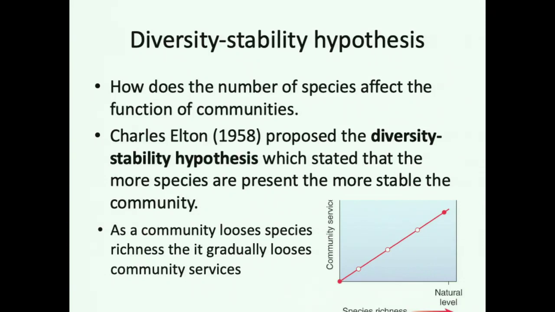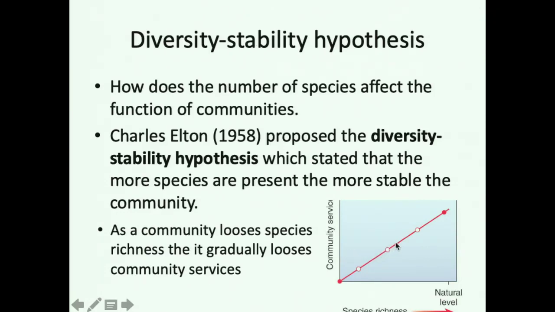In the 1950s, a researcher named Charles Elton proposed something called the diversity-stability hypothesis, which pretty simply said that more species are better than fewer species. The more species there are, the more stable a community is, and as a community loses species richness, it gradually loses community services. He viewed this as a linear relationship, so doubling the species doubles the community services. Community services can be things like pollination, food production, shelter, or various other services that communities provide to other community members.